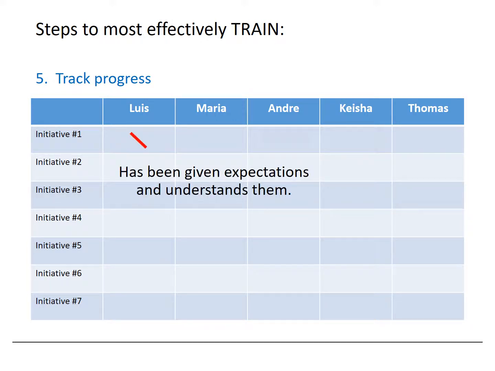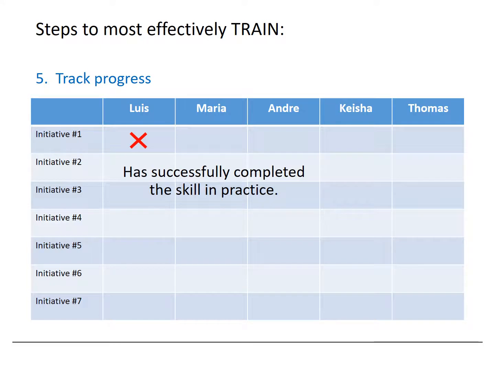In this case, we see a single slash that indicates Lewis has been given the expectations and it's confirmed that he understands the expectations. In other words, steps 1 and 2 have been completed with Lewis. Now we see a second slash has been added to make an X. This indicates that Lewis has successfully demonstrated the skill in a practice environment. In other words, Lewis has completed step 3 of the 5-step training process for this initiative number 1.